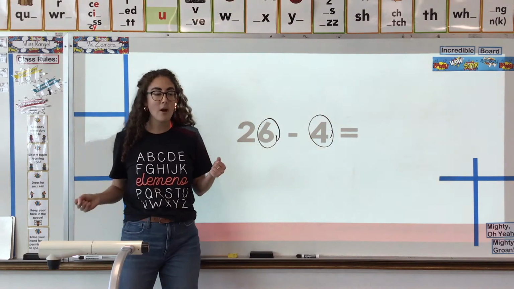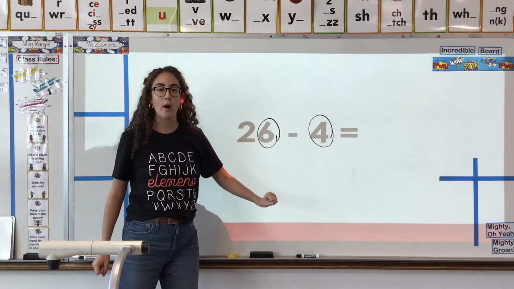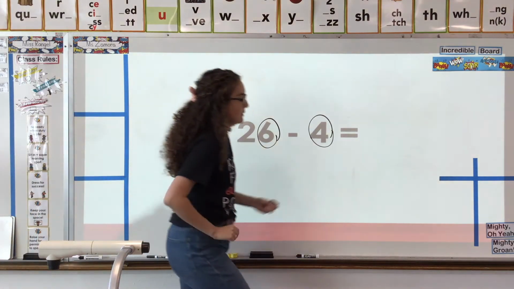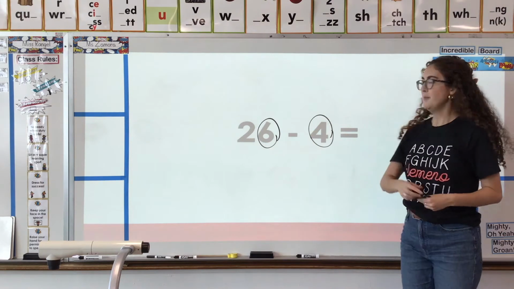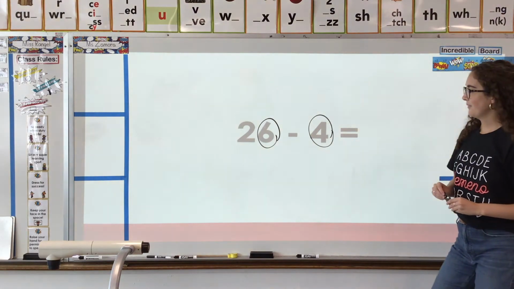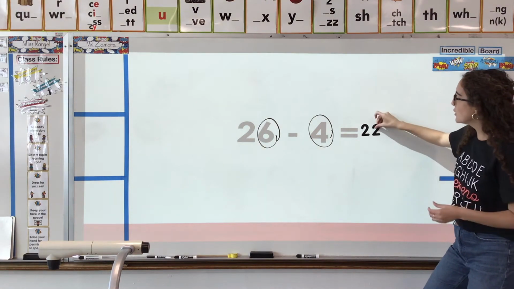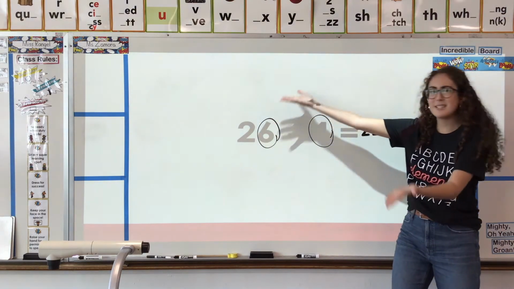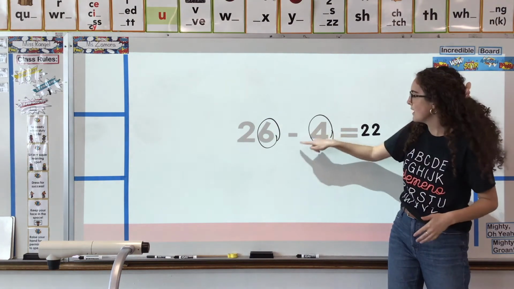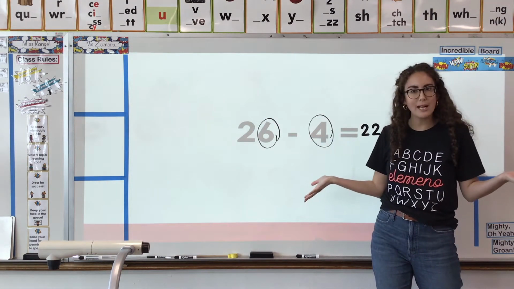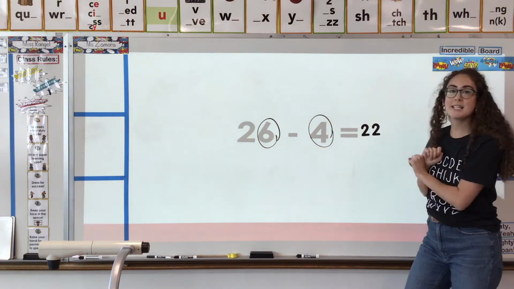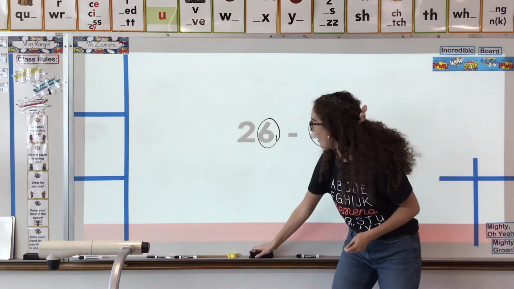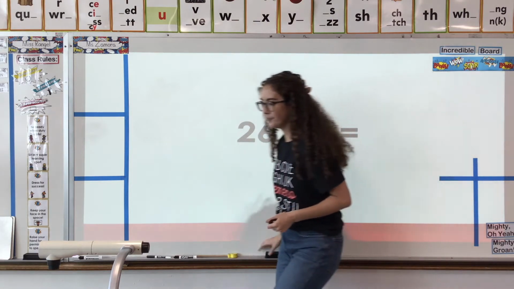So how do you think we can solve this now? 26 minus 4. If we're subtracting numbers in the same place, what would this be? We have 22 because 6 minus 4 is 2. And then this 2 just carries with us over to our answer since there's no other 10s to subtract from it. So our answer is 22. Good job.